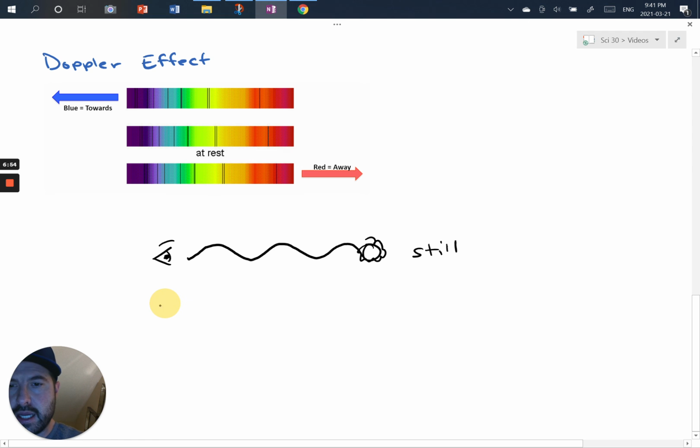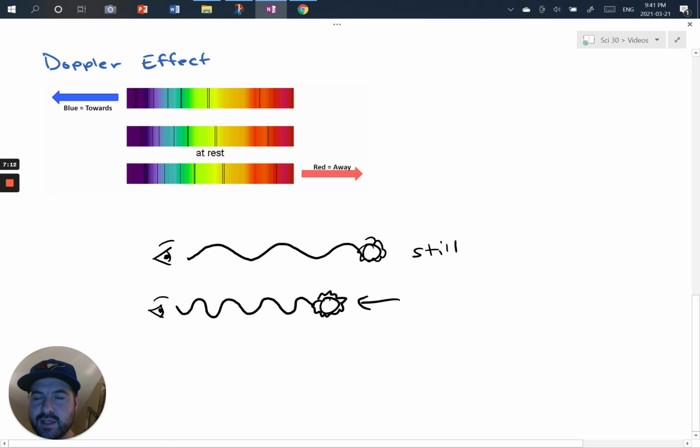Now, when the object is moving towards the observer, so here's a star, it's moving in this direction. That wave starts to become a little more compressed. So what this is going to do is shift the spectrum of that object towards the blue, or the higher frequency, shorter wave side of the spectrum. And this is blue shift.